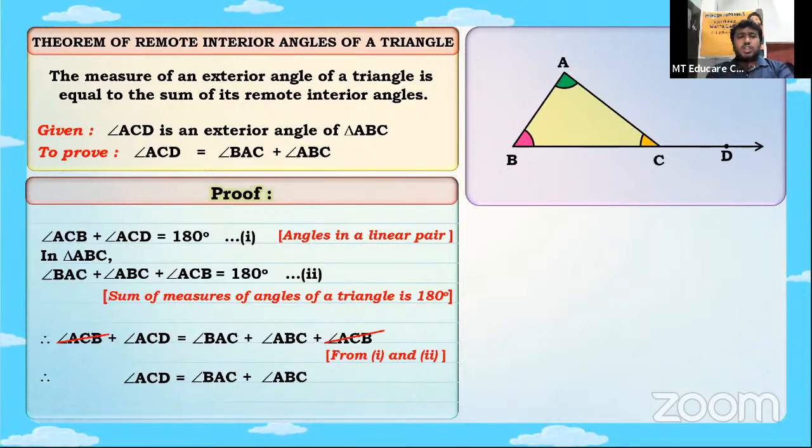You're not going to write the statement in the starting. In the starting you only have to write the heading. In the last you will write: hence proved, the measure of an exterior angle of a triangle is equal to the sum of its two remote interior angles. Okay. All of you, in these last 2 minutes, quickly write this down.